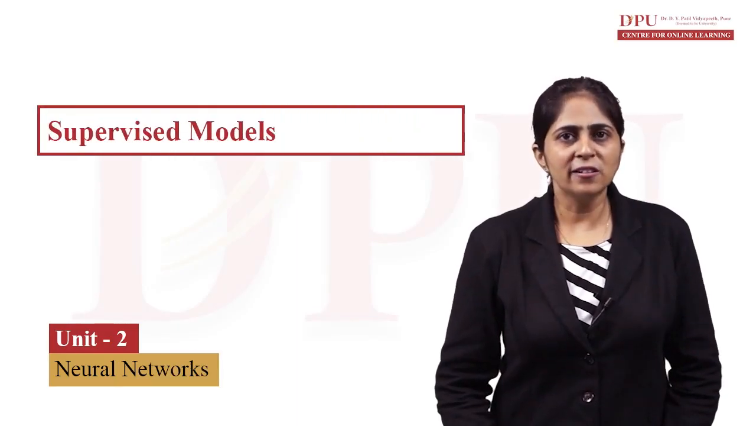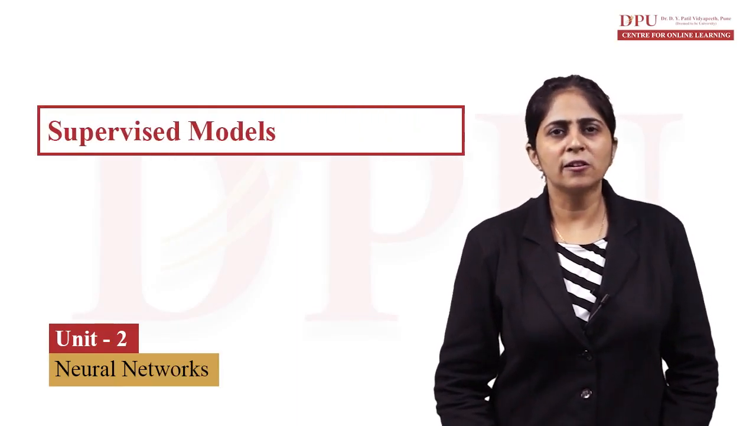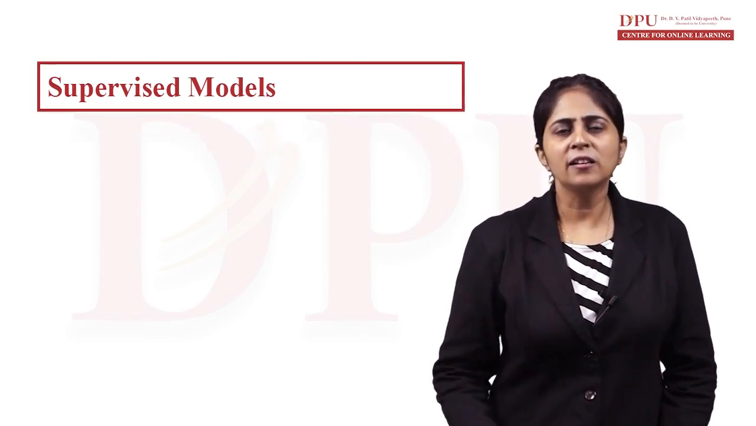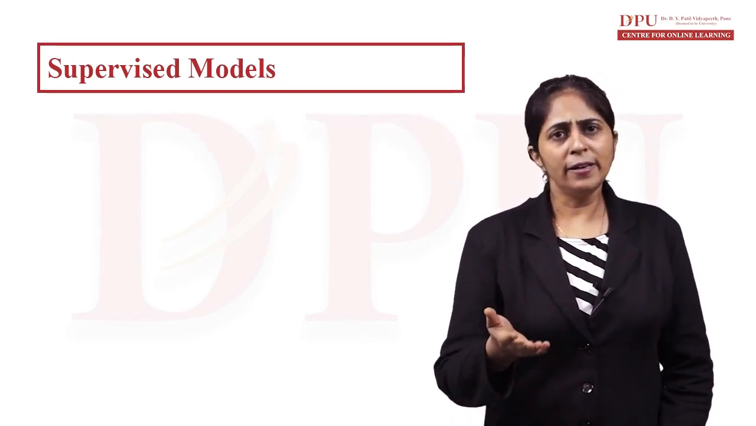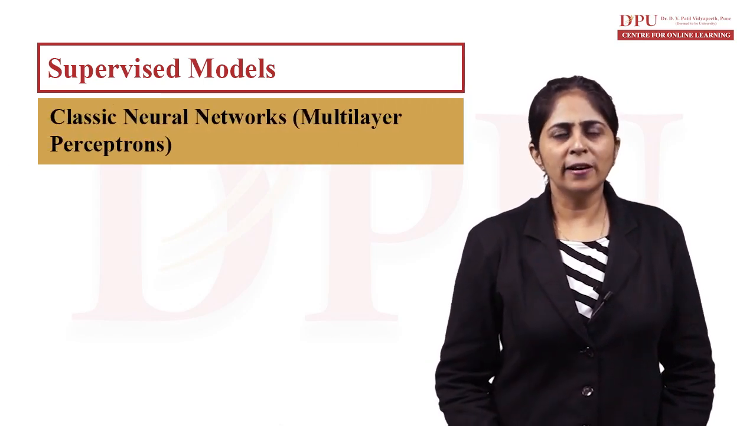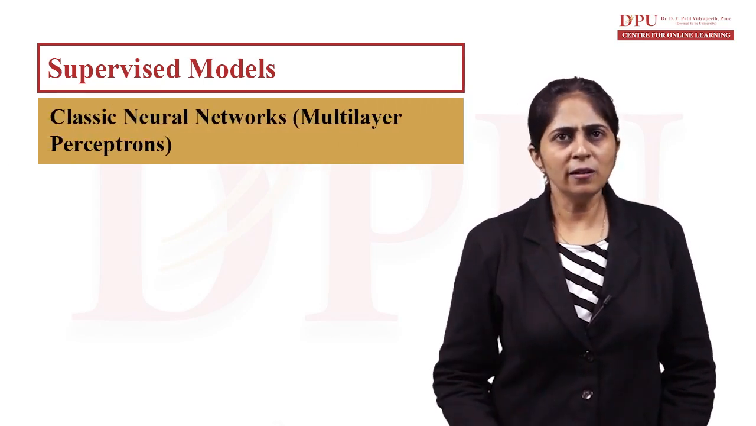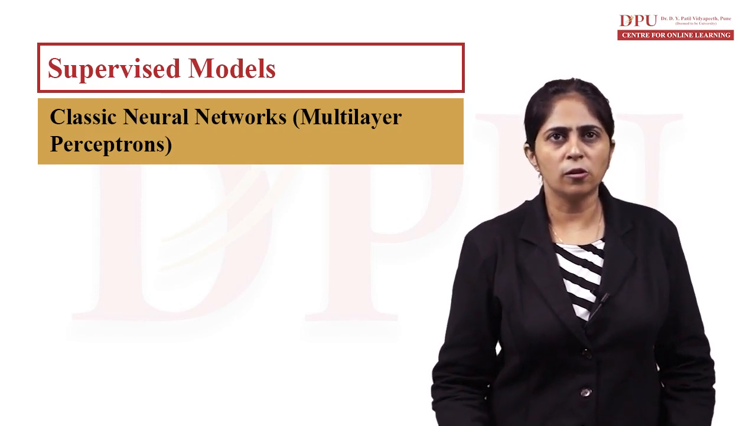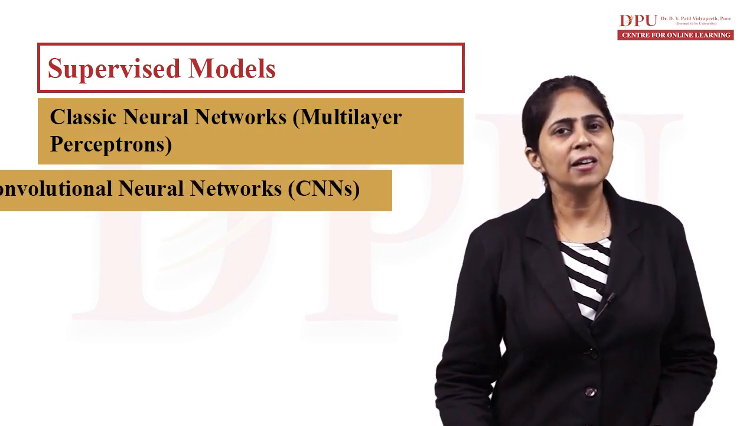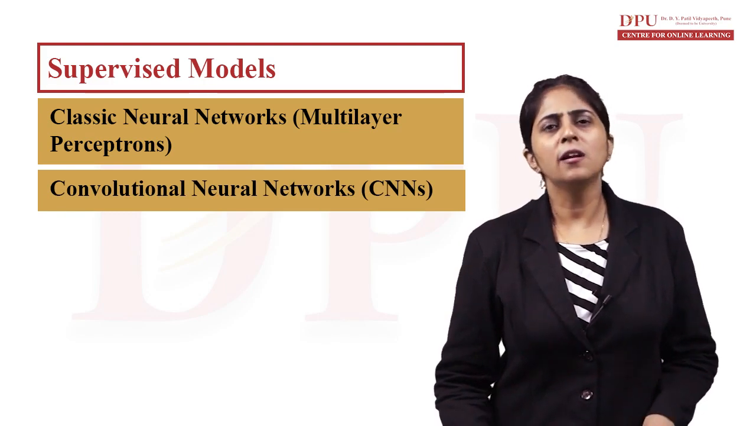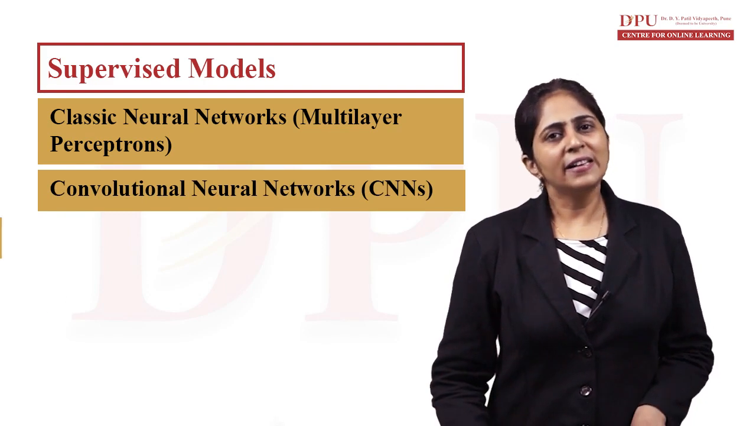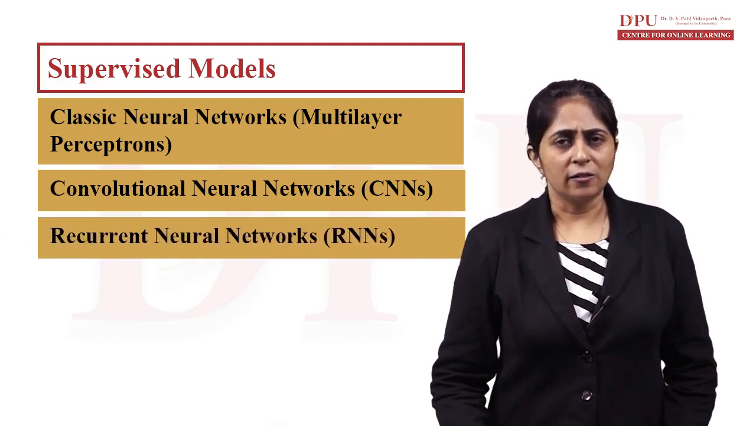Types of supervised learning model and unsupervised learning model. In supervised learning model, we basically have the classic neural network, or we can also have multi-layer neural network. That means both of them are similar. Classic neural network, we can call it as multi-layer neural network also. Then we have the second one, that is convolutional neural network, CNN. Third one is a recurrent neural network, RNN.